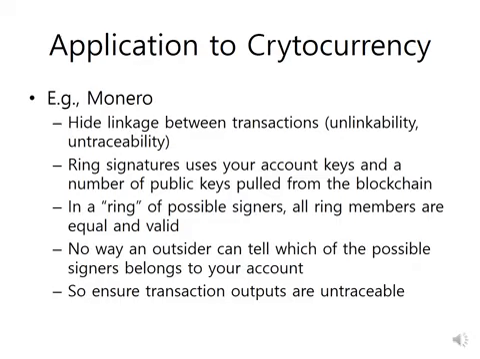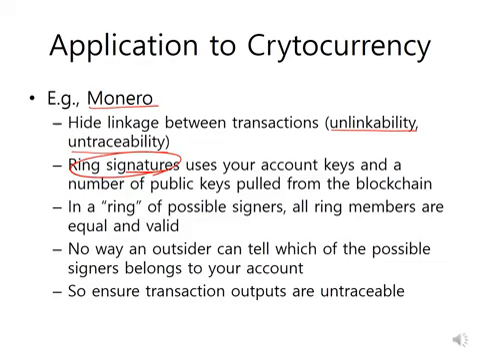Because the ring signature is very flexible and it can provide an anonymous signing mechanism, it can be widely adopted in cryptocurrency applications. One example is Monero. Monero is one of the cryptocurrencies which is used in practice. In the Monero cryptocurrency, it can hide the linkage between multiple transactions. That is, unlinkability and untraceability can be provided. In order to provide these properties, the ring signature is used.